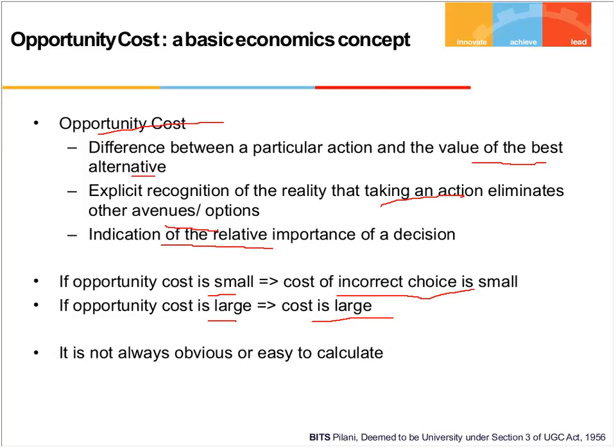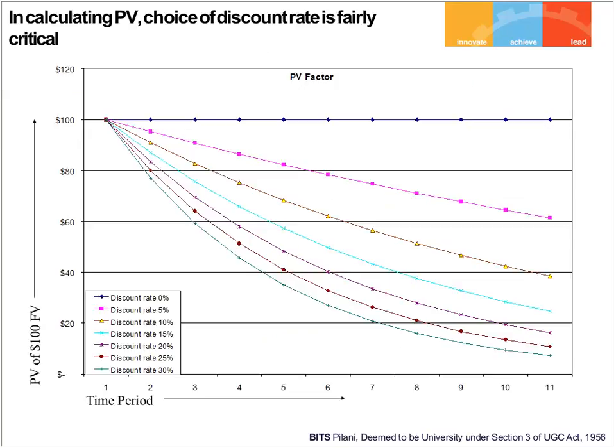But generally, whenever we are starting, this is not completely obvious. It is hard to calculate. It is not always obvious or easy to calculate. So we generally cannot pinpoint and say this is how much it is. So we understand what opportunity cost is. Sometimes we are able to calculate, but it's not always easy, right? Next, just trying to understand the discount rate.